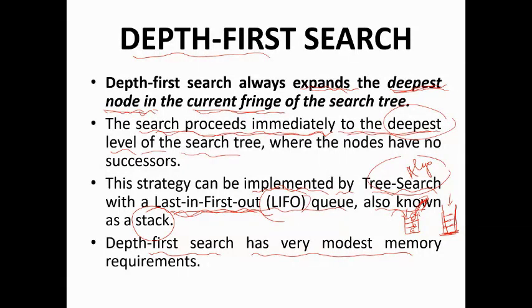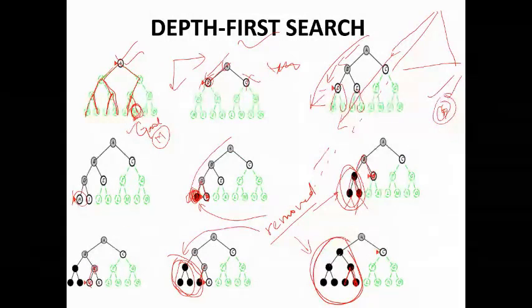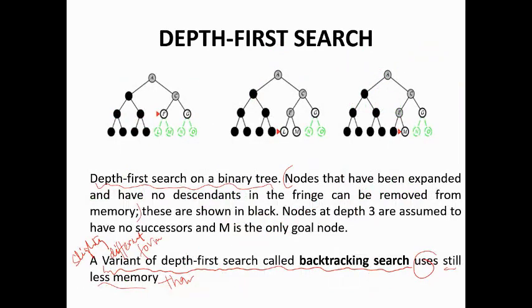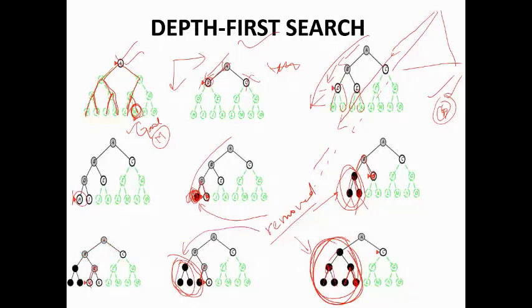So the last in, first out queue is the strategy to implement such kind of depth first search. It is also called a stack, the same data structure. Depth first search has very modest memory, which I have shown you here, because it is deleting all the time the rest of the nodes which are useless during the search. After visiting, it didn't find the goal, the target, so it deleted them at the same time.